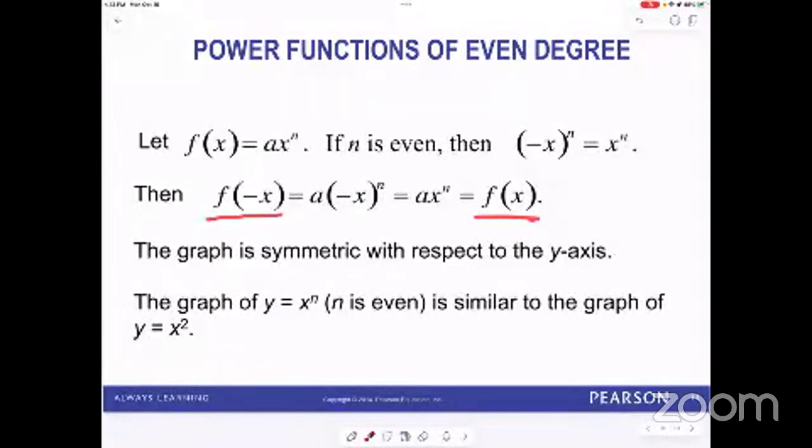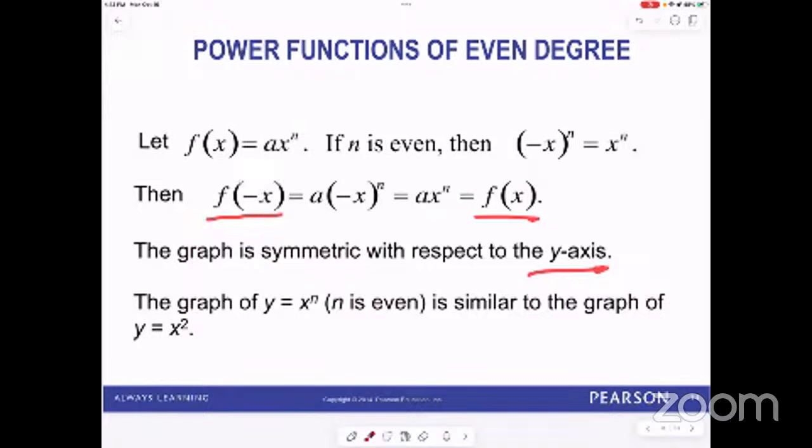Y-axis symmetry, if you look at the graph, the y-axis is going to cut it in half. If you fold it along the y-axis, the left hand matches the right hand. Another way to articulate y-axis symmetry, whenever we have the point x comma y, we also have the point negative x comma y, right? So you get a point on one side, you automatically get a point on the other.